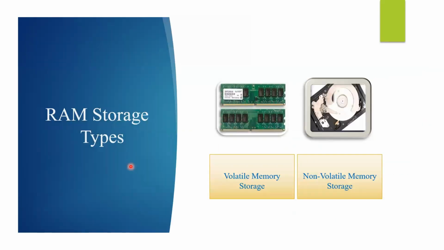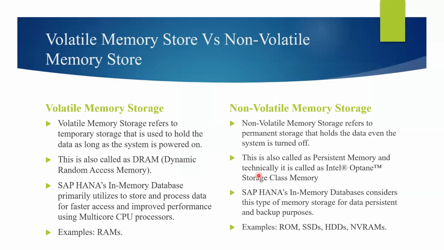Till now we have seen that data is stored in RAM, right? Basically, there are two types of storages for RAM, that is volatile memory storage and non-volatile memory storage. Let's know each of them by seeing their differences. Here, volatile memory storage means it is a temporary storage memory. And non-volatile memory storage means it is permanent memory storage.